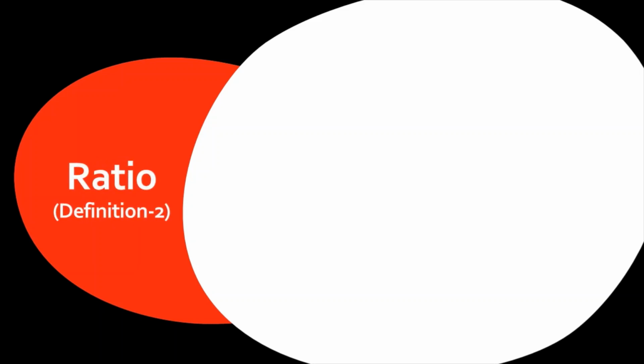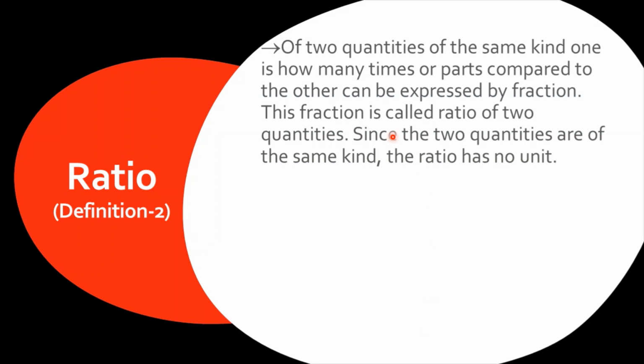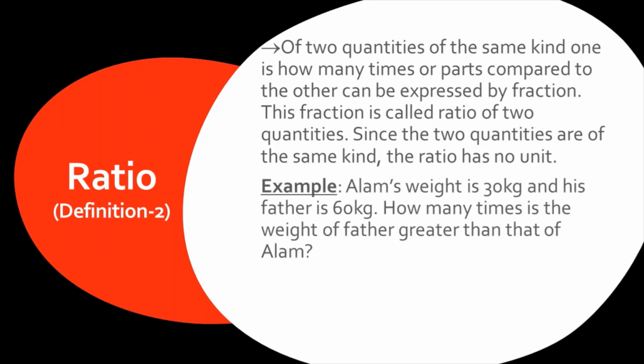Ratio, definition 2. If two quantities of the same kind are compared, how many times or parts one is compared to the other can be expressed by a fraction. This fraction is called the ratio of two quantities. Since the two quantities are of the same kind, the ratio has no unit. Let us see an example.